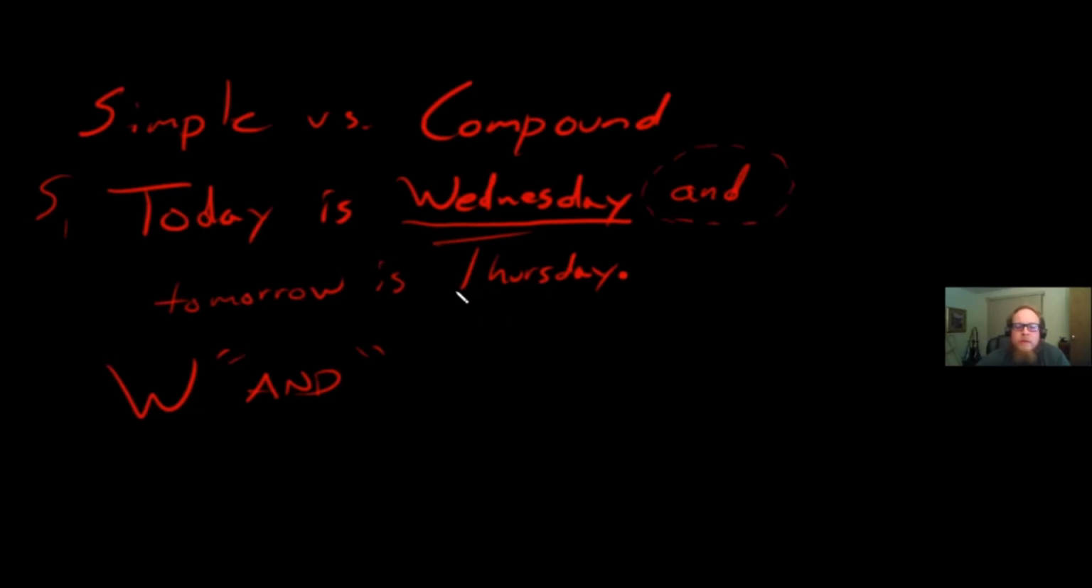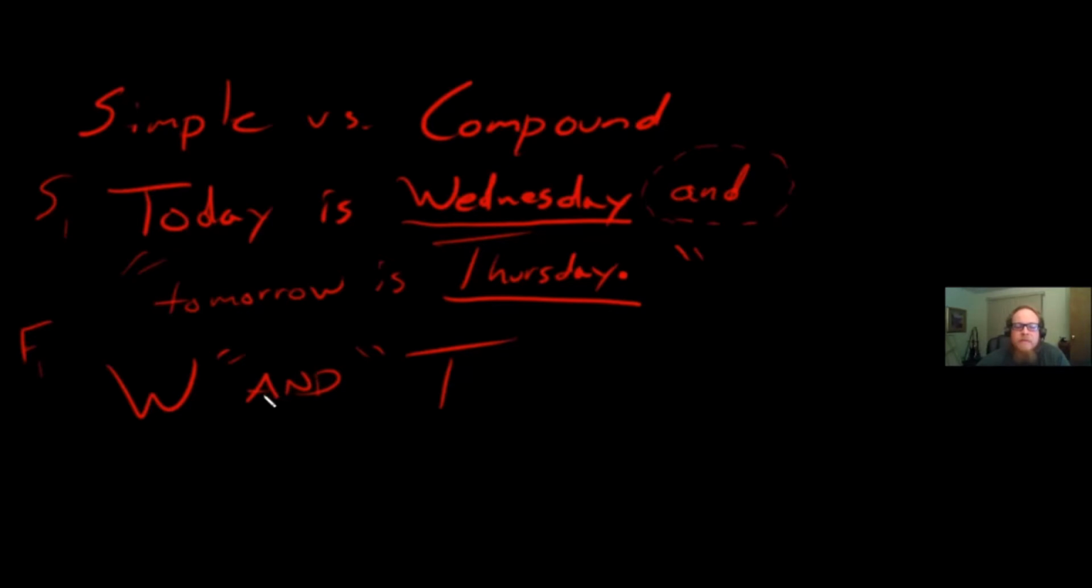So I'm just going to arbitrarily underline Thursday here. So the statement tomorrow is Thursday is going to be represented by just the letter T, because that's the first letter in the underlined word that I've selected. So this statement here can be represented by the formula W and T.